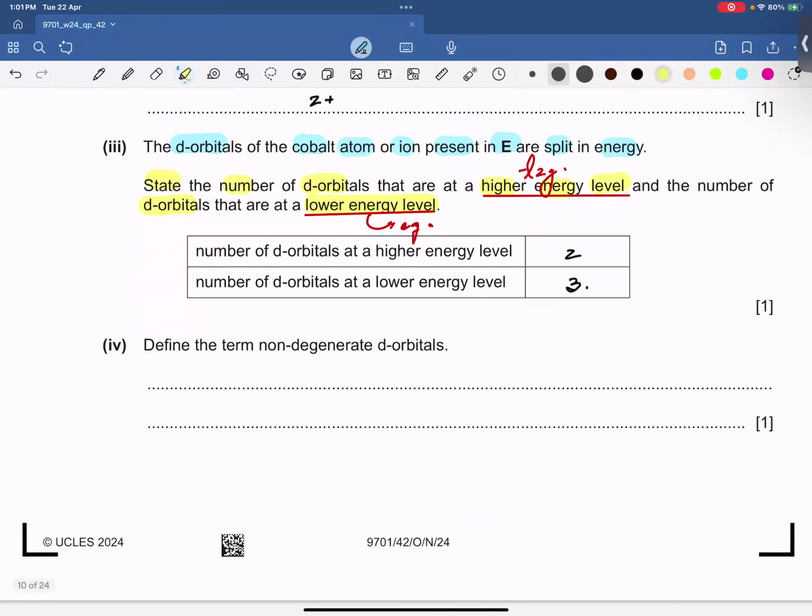And define the term non-degenerate d orbitals. By the way, degenerate d orbitals have equal energy. So if we talk about non-degenerate, it means the orbitals have different energy.